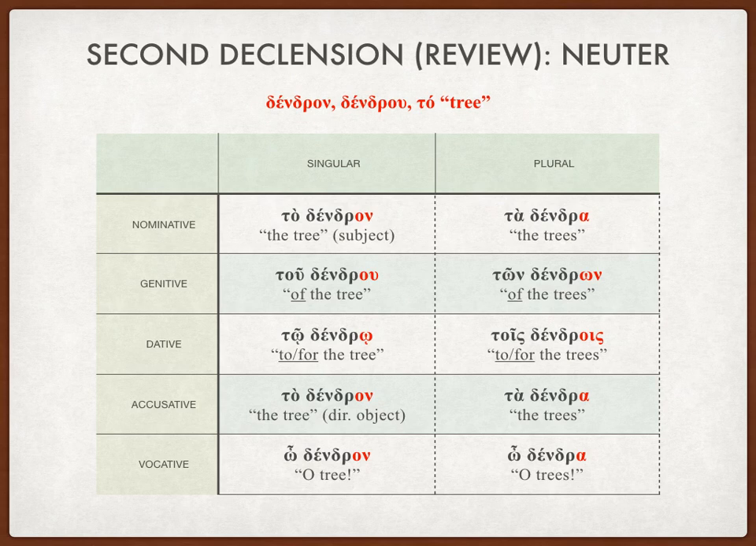Remember that neuter nouns always copy the nominative and the accusative. They are always, always, always going to be the same. And the vocative happens to borrow that ending as well. So if I talked to a tree and went really crazy, I'd say, o dendron, o tree.